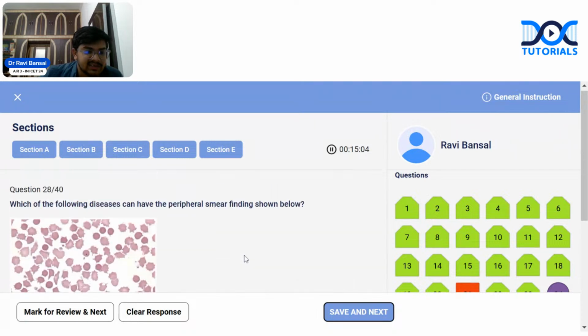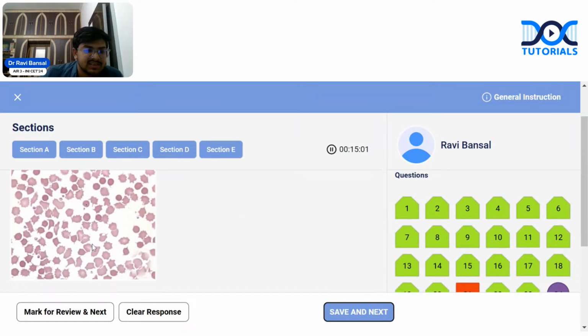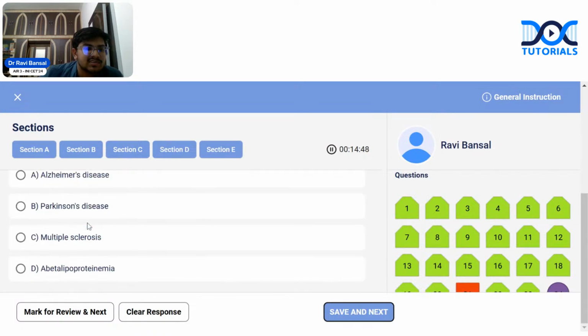So this is a cliche picture, abetalipoproteinemia. They give these acanthocytes, which are asymmetric, so you can see asymmetric spikes. Obviously, you can rule out the options. Alzheimer's has nothing to do with RBC or hemat. Parkinson's has nothing to do with hemat. Multiple sclerosis has nothing to do with peripheral smear or hemat.